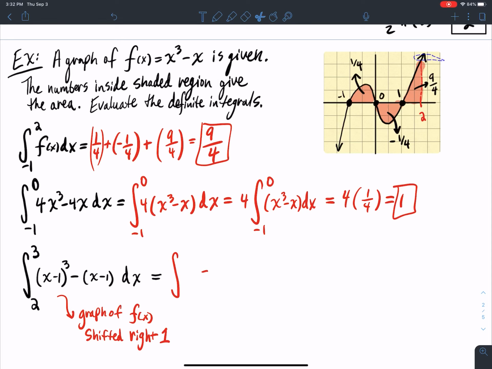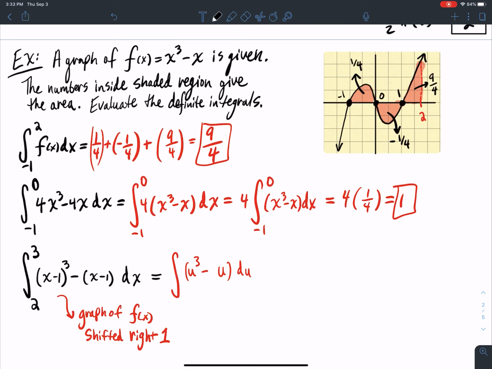So now what I'm going to do is make what's known as a u substitution. I'm going to call u equal to x minus 1. That way I can write this integral in terms of u. And so I have u cubed minus u, which is just like x squared minus x, okay? And because I changed this to be in terms of u's, I need to integrate with respect to u.